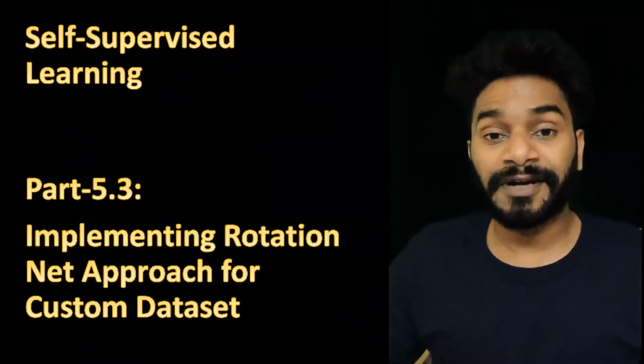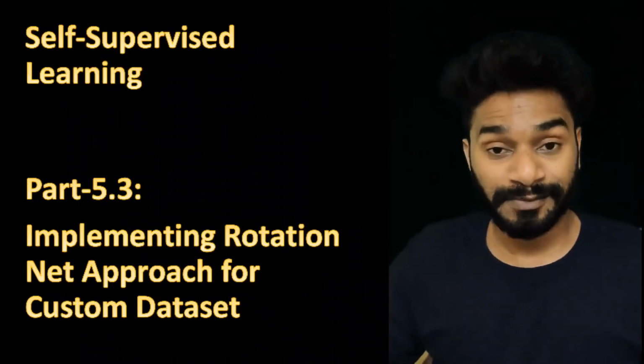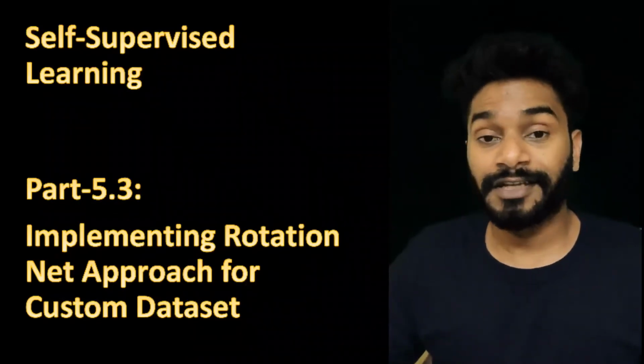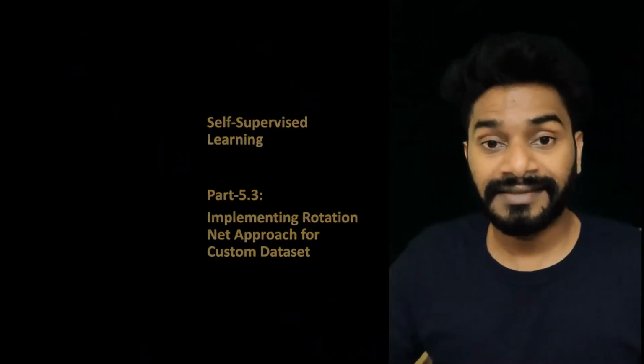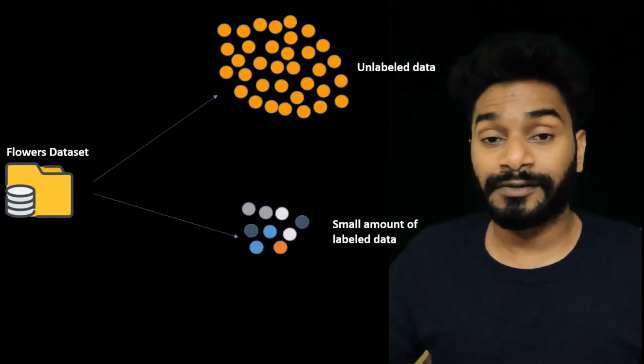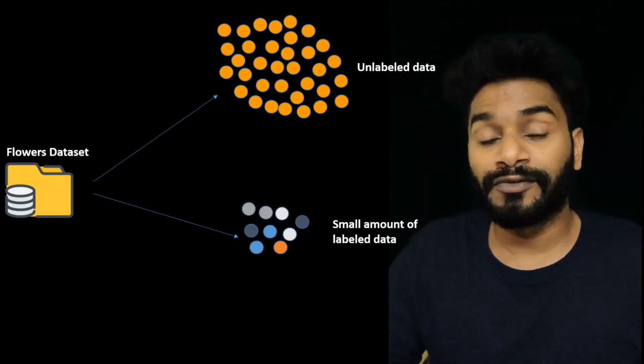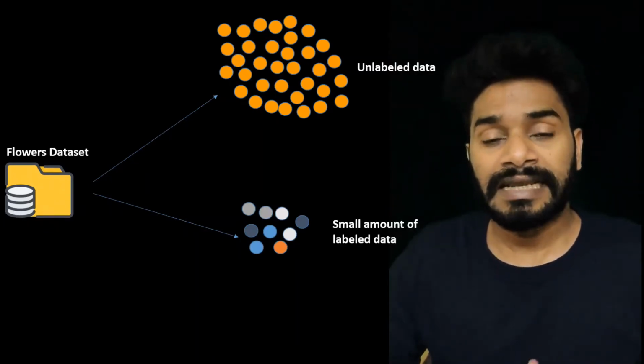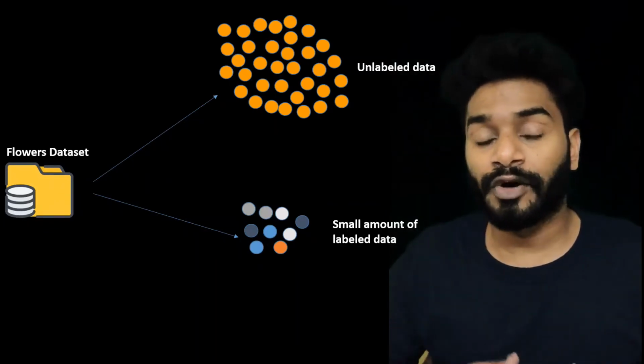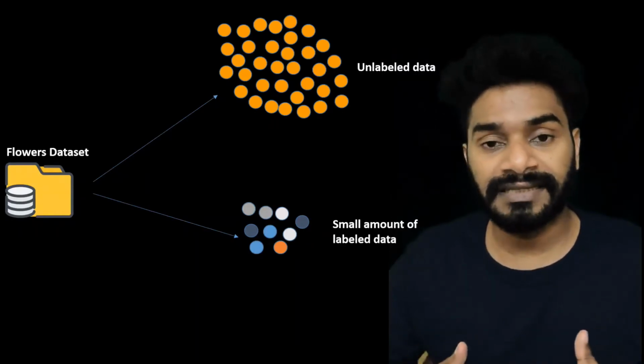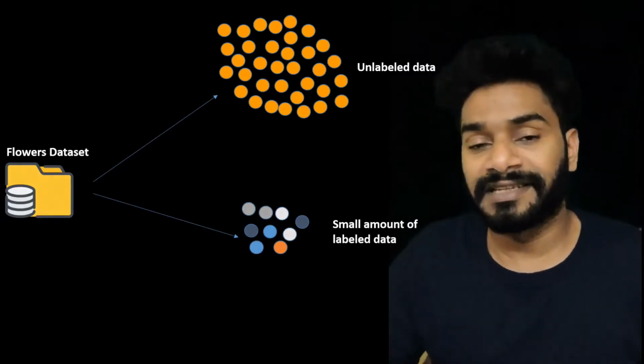So, this is the third part of implementing our unsupervised representation learning. Here, we are trying to implement the RotNet, and the idea is that we are trying to emulate the scenario where we have a small amount of label data and a good amount of unlabeled data. So, how can we use unsupervised representation learning to make use of this unlabeled data.